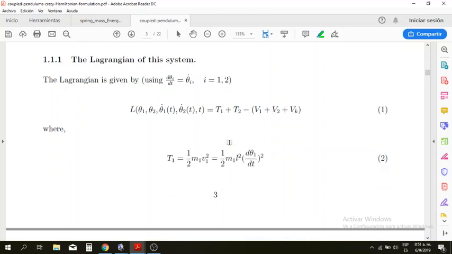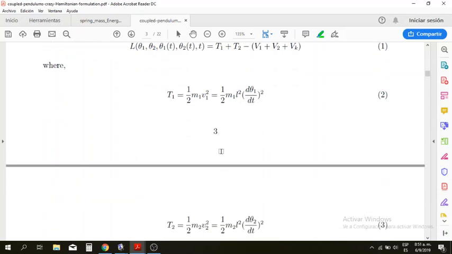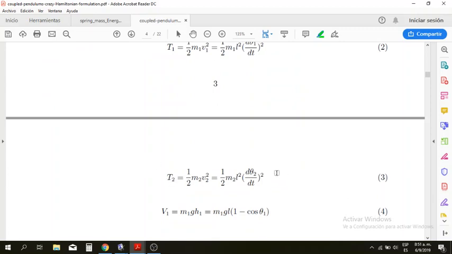The total kinetic energy will be the kinetic energy of the first mass, equal to a half times m1 times l squared, times the derivative of θ1 with respect to time squared. Similarly, the kinetic energy of the second mass will be a half times m2 times l squared times the derivative of θ2 with respect to time squared.